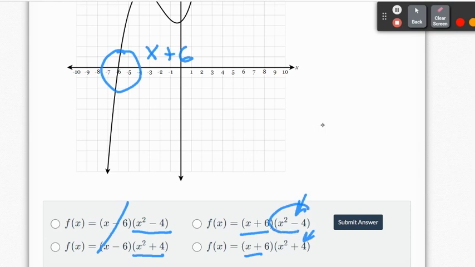Well, if I had an x squared minus 4, this would produce a factor of x minus 2 and x plus 2, which would have produced 2 more roots. That's not what I'm looking for.